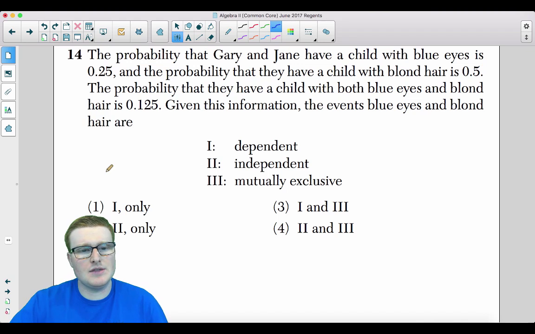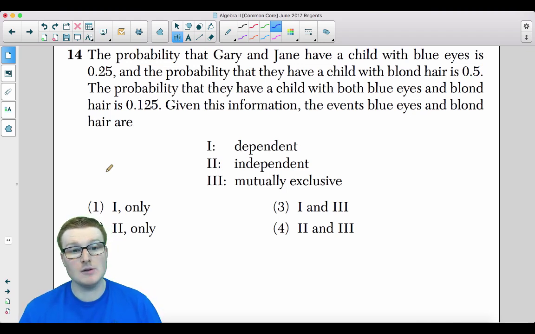The probability that Gary and Jane have a child with blue eyes is 0.25. And the probability that they have a child with blonde hair is 0.5. The probability that they have a child with both blue eyes and blonde hair is 0.125. Given this information, the events blue eyes and blonde hair are what?